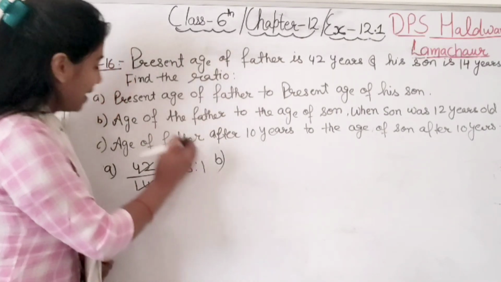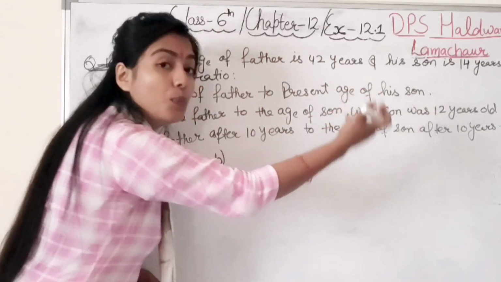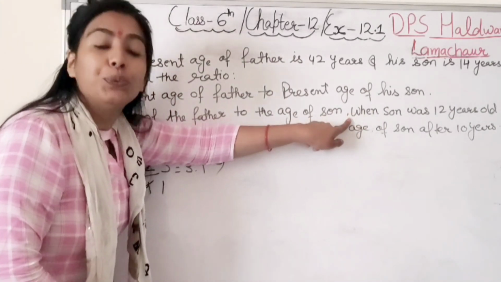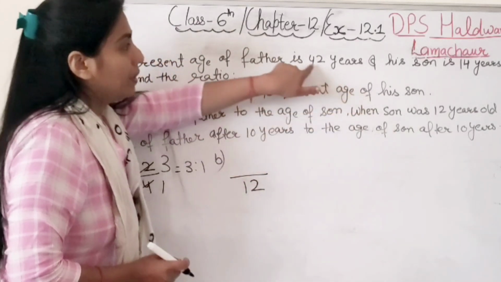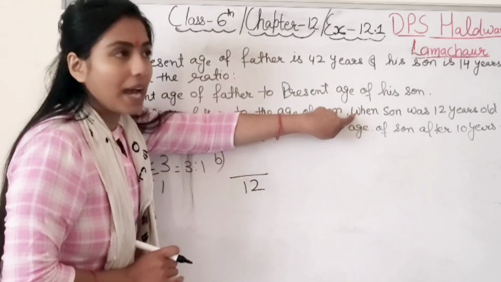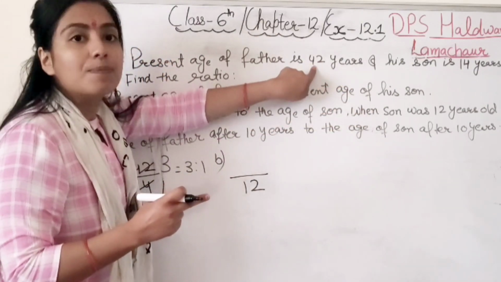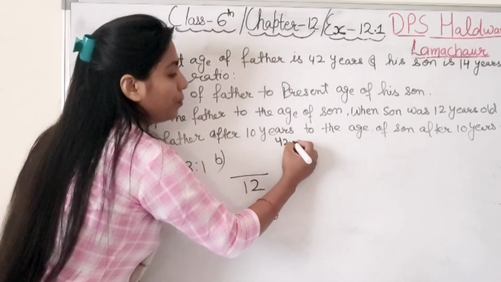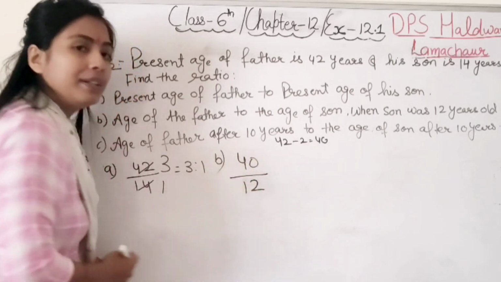That's it. Now B part. The age of the father to the age of the son when the son was 12 years old. So when he was 12, then the father's age was 40. Obviously, student, 2 years back, no? 14 minus 12 is 2 years back. So 2 years back, the father's age was 40. So you can write down 42 minus 2, that is 40 years. So the ratio will be 40 upon 12.